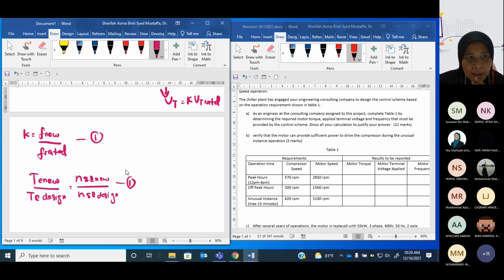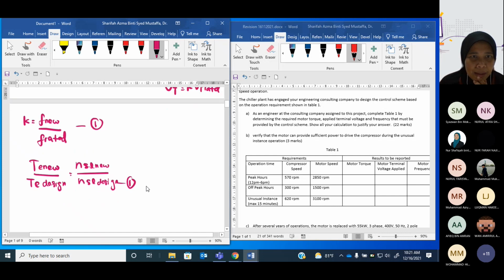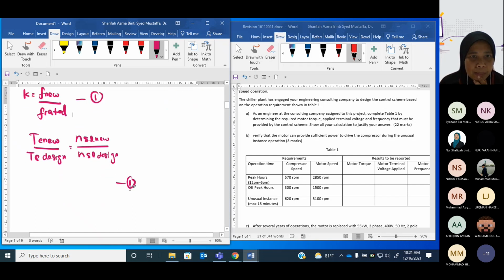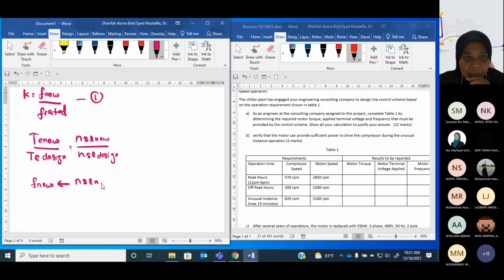This is the formula to get your torque. You want to calculate your torque, but before you calculate the new torque, you have to find your slip speed, the NSL new. How to get your NSL new? First, you have to calculate F new. How do we get F new? We need NSL new. How to get NSL new? Have we calculated NS or not?